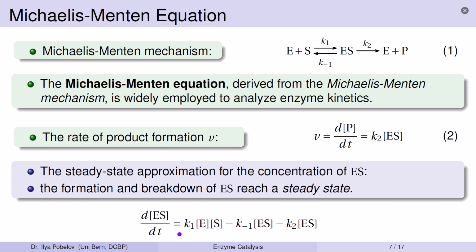The rate of change of the concentration of ES over time equals K1 times the concentration of the enzyme E times the concentration of the substrate S, minus K-1 times the concentration of ES, minus K2 times the concentration of ES. According to the steady-state approximation, this expression approximately equals 0.